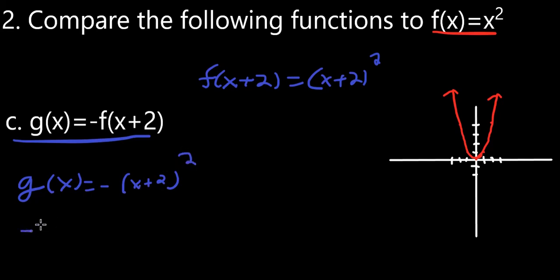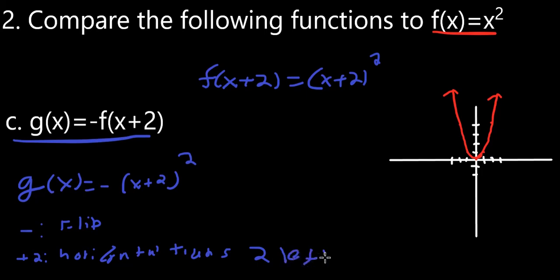So this negative sign is going to tell me there's a flip, and the plus 2 will give me a horizontal translation to the left. So I'd be over here, and I would go over one, and then down here, so my parabola would look something like this. It'd be flipped and translated to the left.